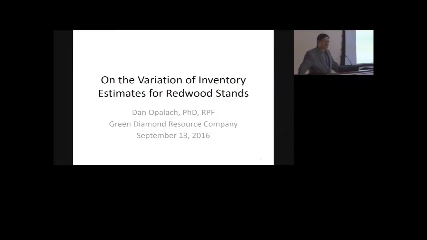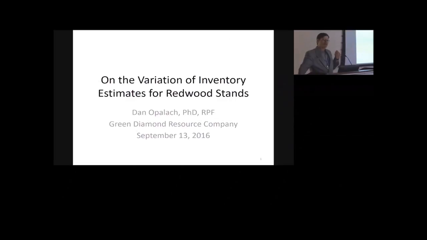What we're going to talk about today is the variation within redwood stands that we find on the North Coast. So I'm going to show you some stands, different kinds of stands, and the variation that we see when we cruise timber. And then we're also going to see how that variation changes as my sample size increases.